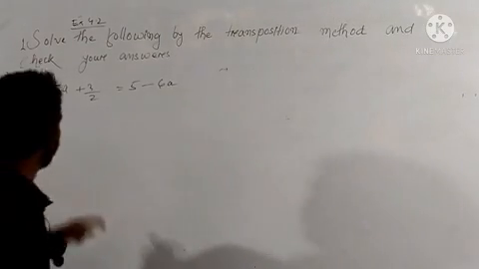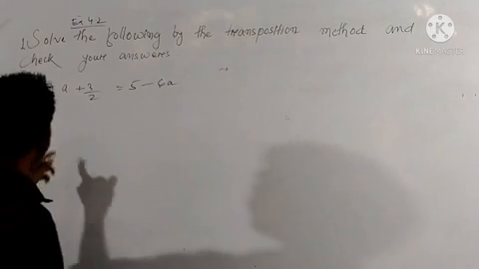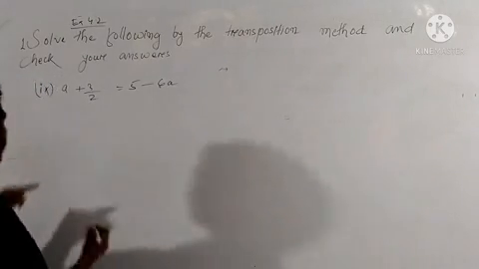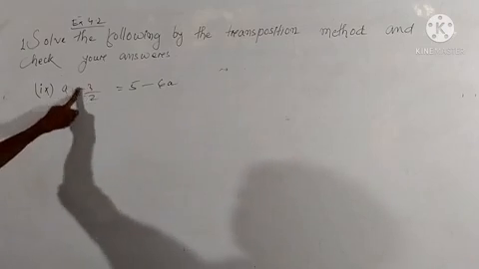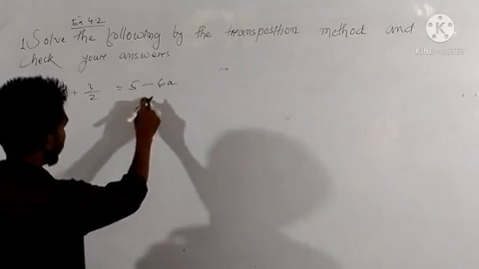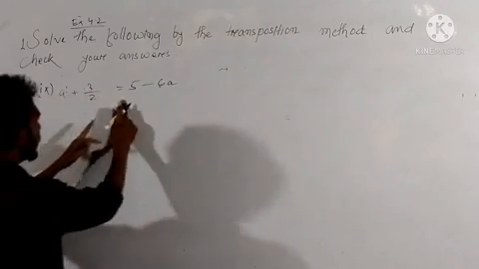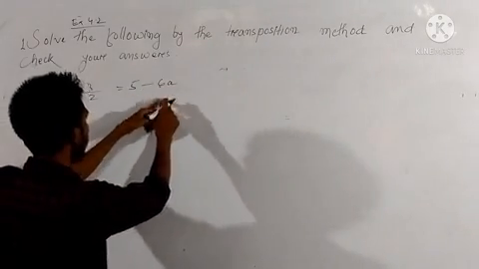Okay, now coming to question number 9 from 1. The first question is very easy, so we come to question number 9. In this question there is given a plus 3/2 equal to 5 minus 6a. The first statement is a plus 3/2 and the second statement is 5 minus 6a.